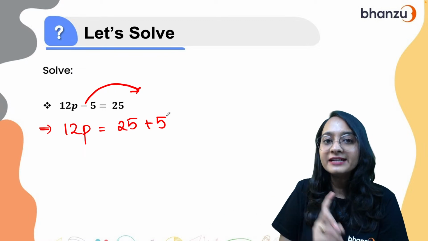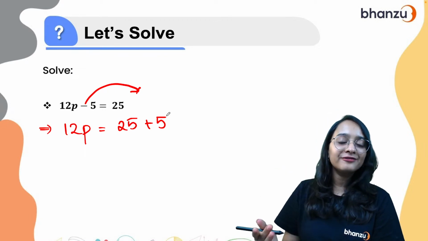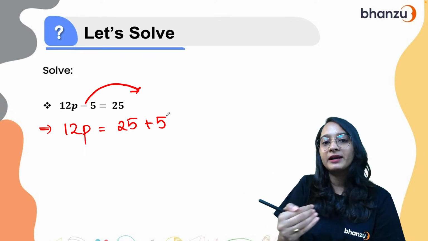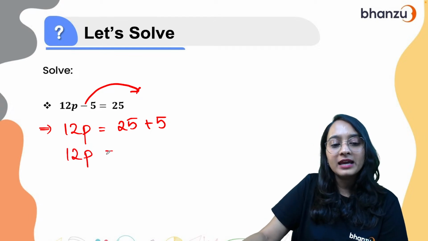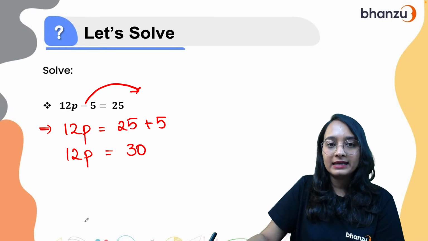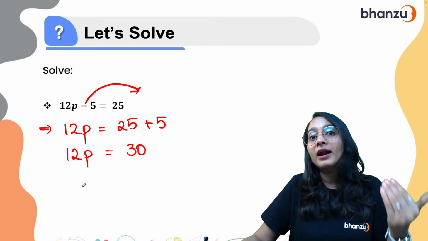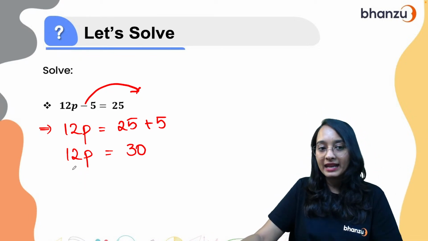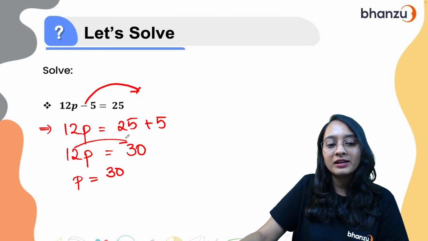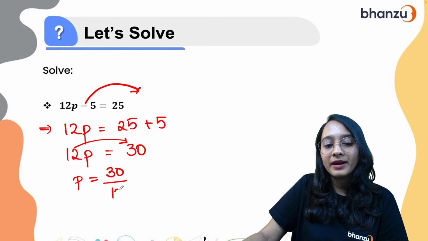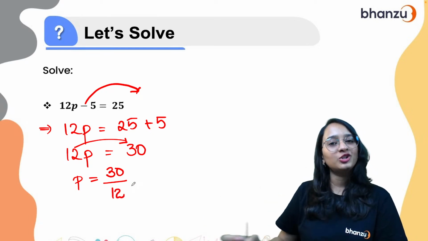Your negative 5 will become positive 5. Your minus 5 will become plus 5. So you have 12p equals 30. Now 12 is getting multiplied with p. So what will happen? When you transpose 12 to the other side, it will become division by 12.